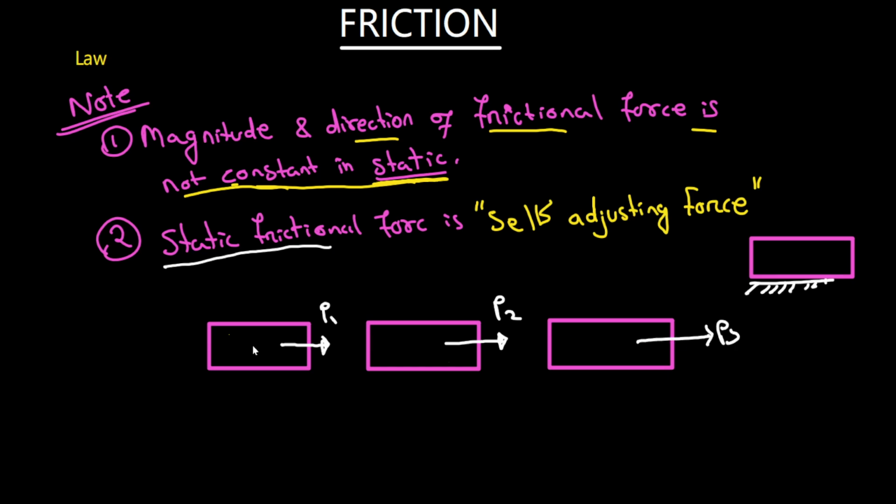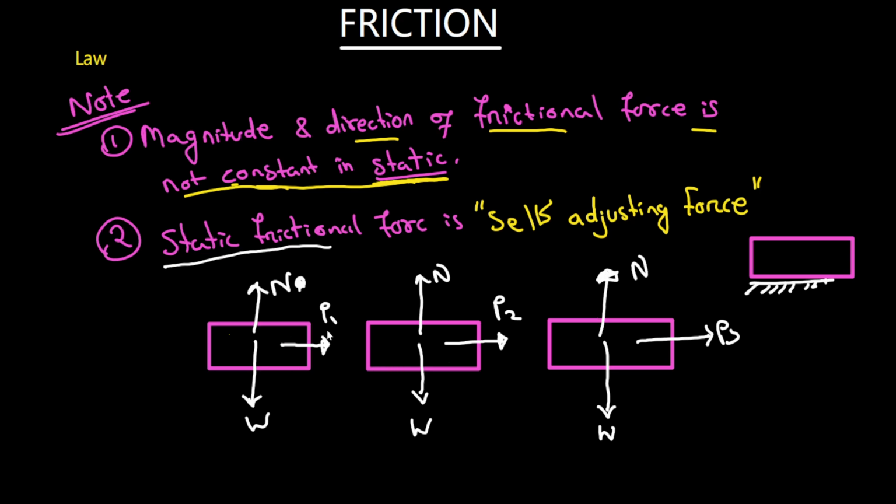In this situation, the weight is W. Here the weight is also W. Here also the weight is W. Now you will get normal reaction N1. Here we will get normal reaction N. Everywhere the weight is the same, so the normal reaction will be N only. In this situation, see, this is the amount of force.